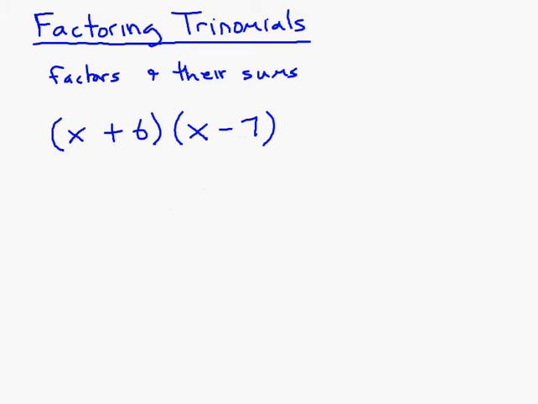If I want to multiply that, what would I do, Meredith? You would distribute that. Okay, like this. And what do I get? x squared, minus 7x. And then what would I do, Meredith? Then you would distribute the 6.